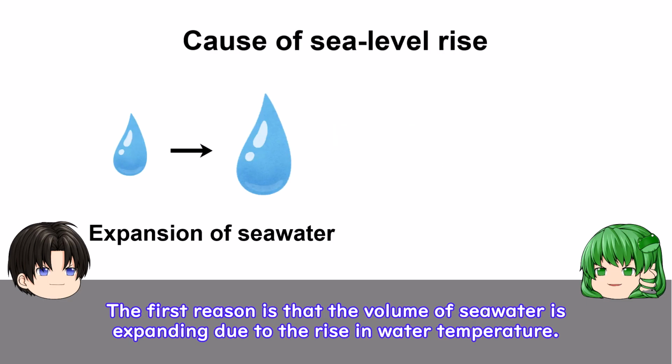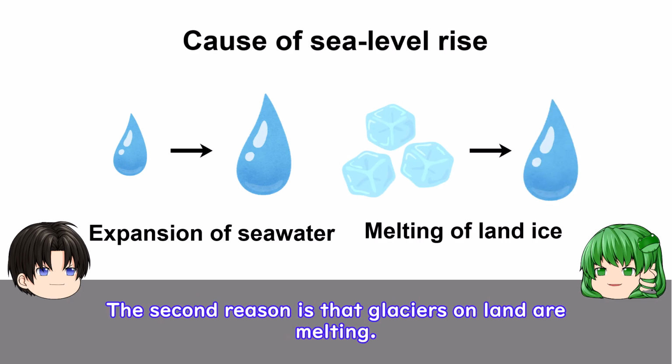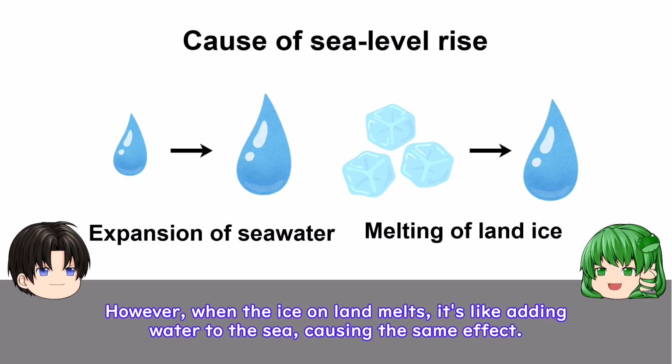The first reason is that the volume of seawater is expanding due to the rise in water temperature. It's not only when it changes from solid to liquid, but the volume of an object also changes with temperature. The second reason is that glaciers on land are melting. The ice floating in the sea, no matter how much it melts, is irrelevant to the rise of the sea level. However, when the ice on land melts, it's like adding water to the sea, causing the same effect.